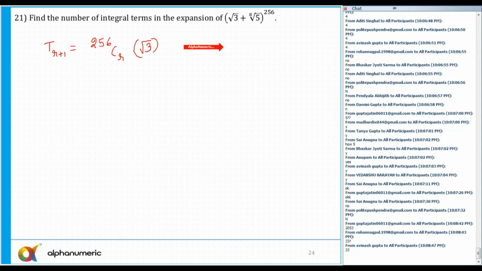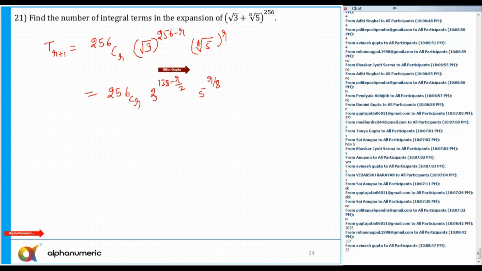So root 3 raised to power n minus r, that is 256 minus r, and into y raised to power r. What is y here? That is the 8th root of 5 raised to power r. So this will be equal to 256Cr, root 3, that is 3 raised to power 1 by 2, so I get 128 minus r by 2. 3 raised to power (128 minus r) by 2 into 5 raised to power r by 8.